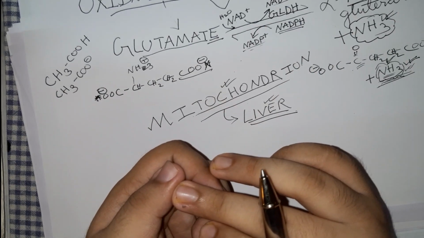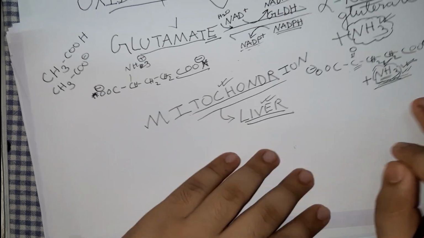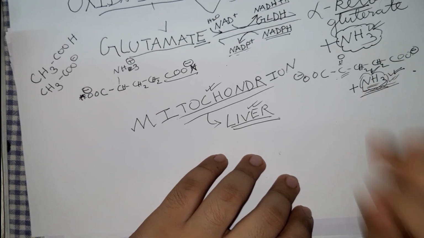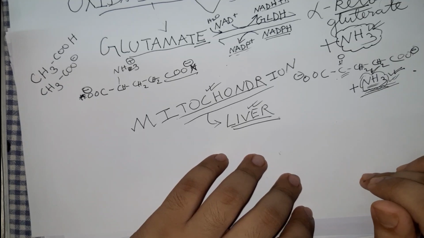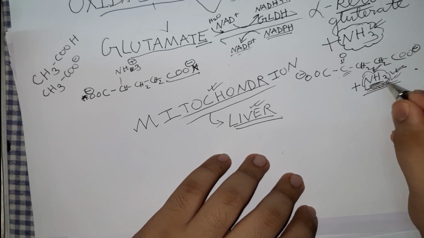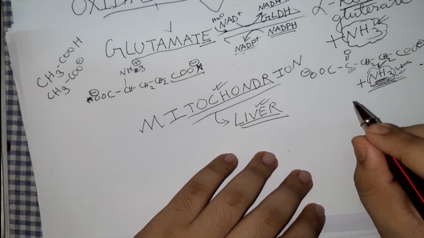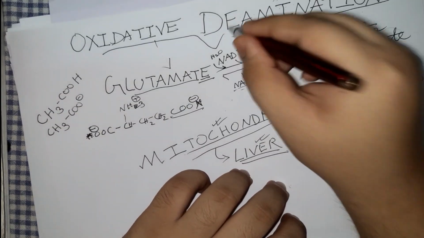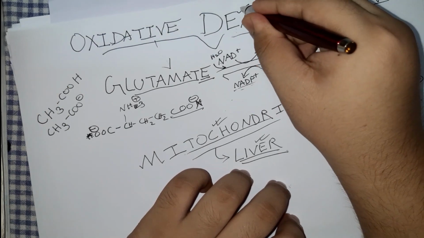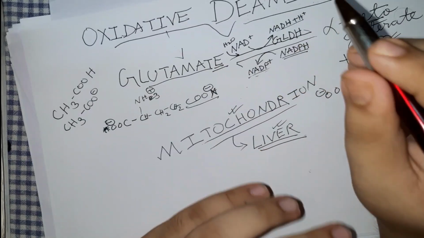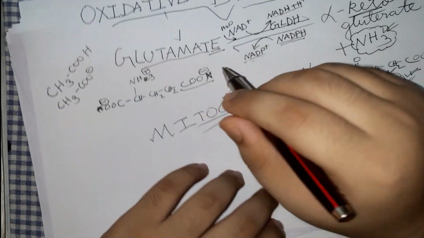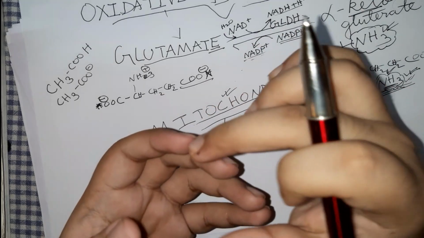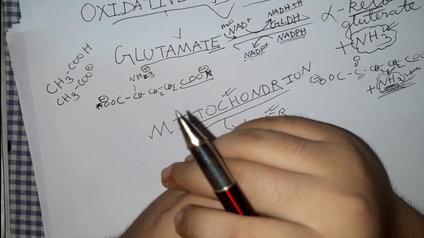And what happens to the nitrogen containing part of the amino acid? Ammonia happens. The major source of ammonia in our body, we can say, is transamination followed by oxidative deamination. So transamination and oxidative deamination are coupled together. Alright?